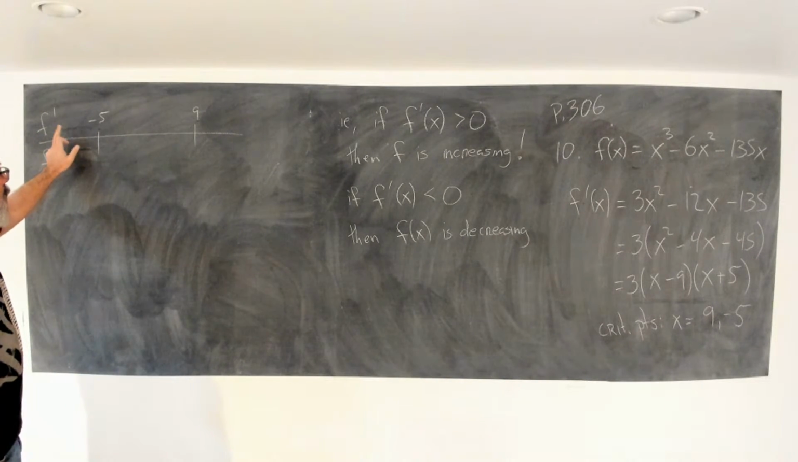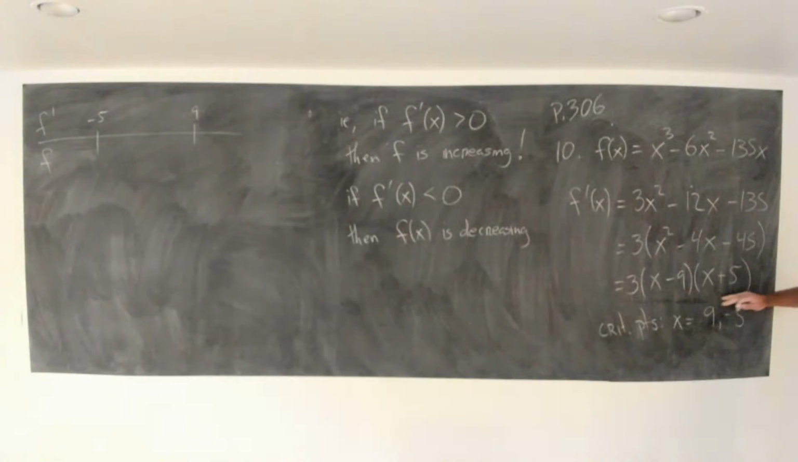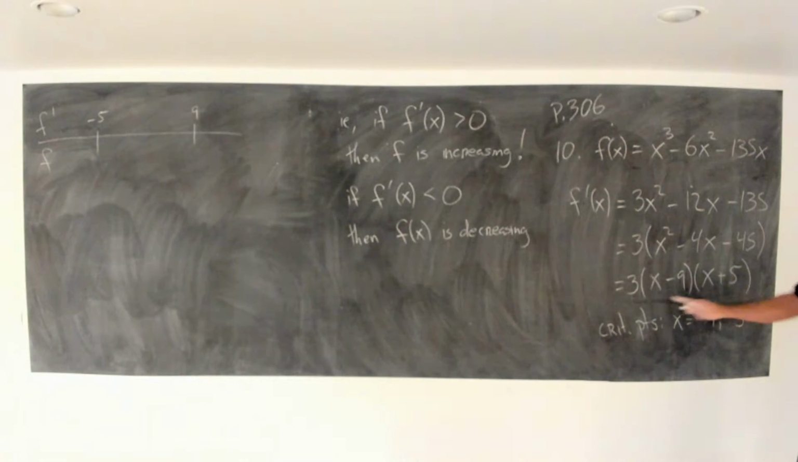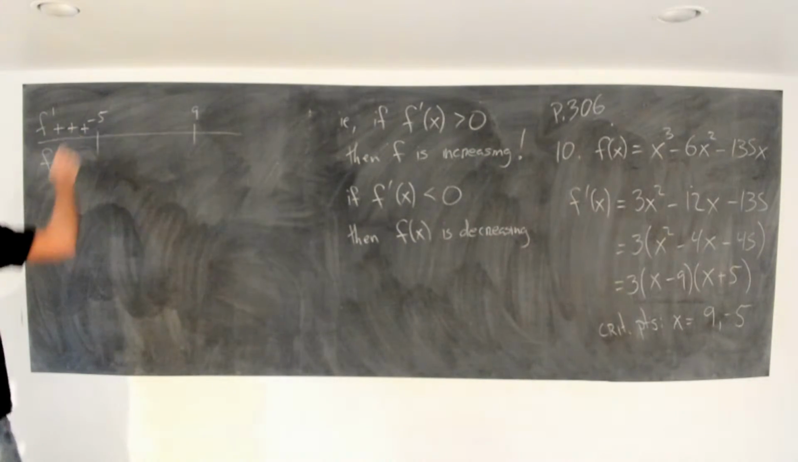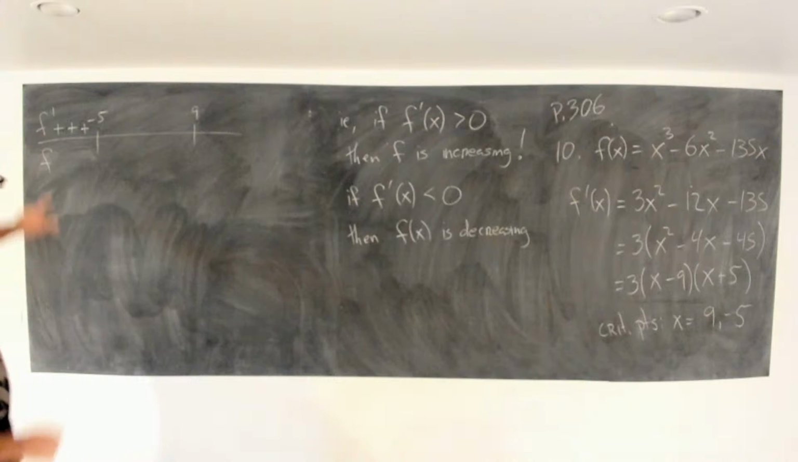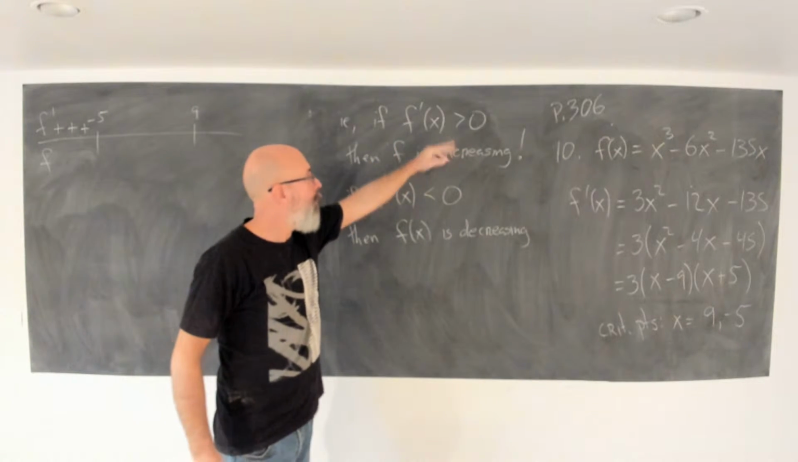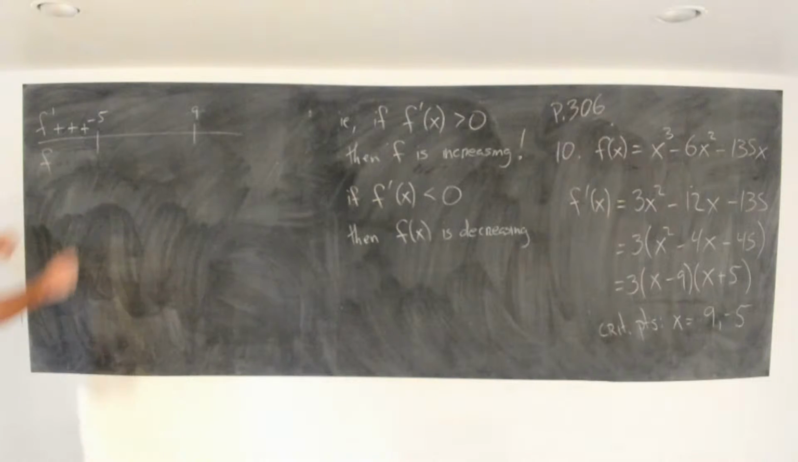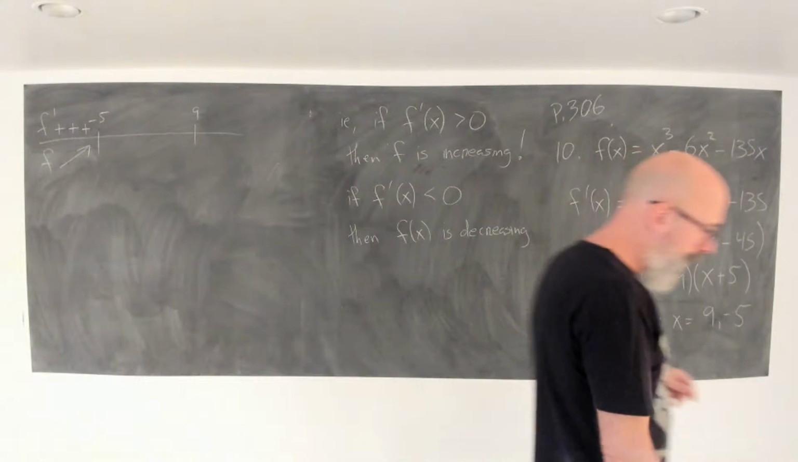So take any point less than negative 5. You can take any point you want, negative 6, negative 10, whatever, and plug it into the derivative. If we plug in negative 10, this is negative 19. Negative 10 plus 5 is negative 5. Negative times negative is positive. Times positive, the whole thing is positive. Your derivative is always positive from negative infinity to negative 5. What does that mean as far as the function is concerned? If the derivative is positive, your function is increasing. So that means that your function is increasing in this interval.